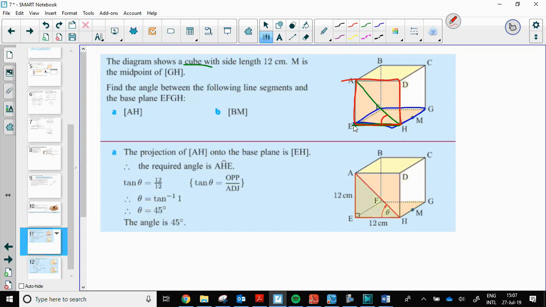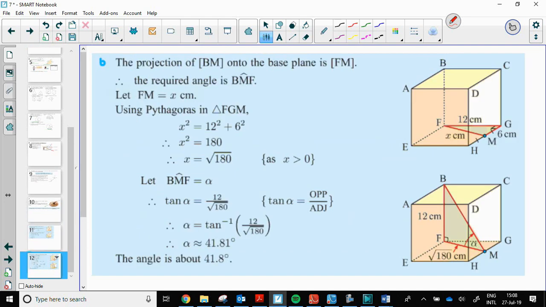For part B, when we're talking about the line BM, that's a little bit more complicated because BM is from here to there. So where is the projection of BM going to be? It's not too hard, but the first time you think about this, it might be a little challenging. Well, it's going to go from M, obviously, because M is on the plane, to the point that's directly below point B, and that's F. So that's going to be the projection of BM.